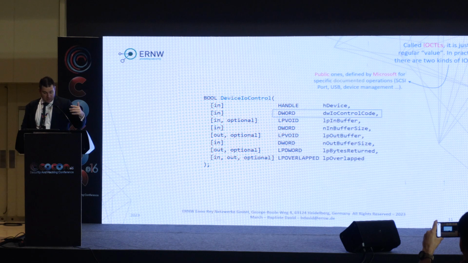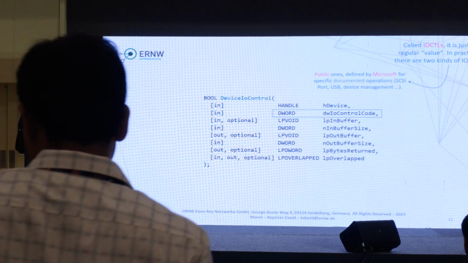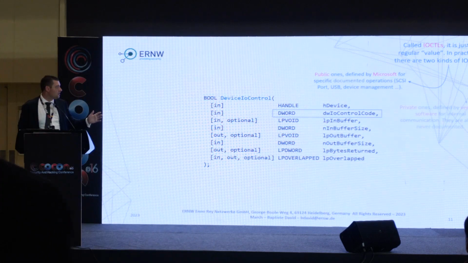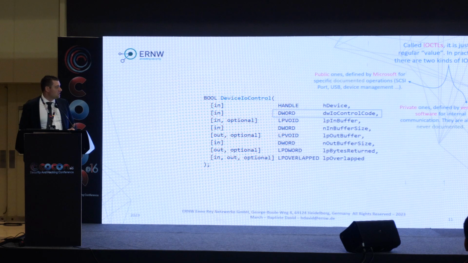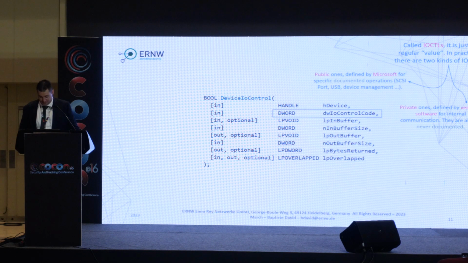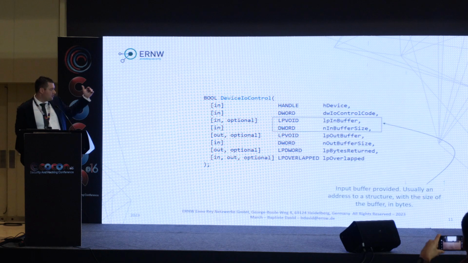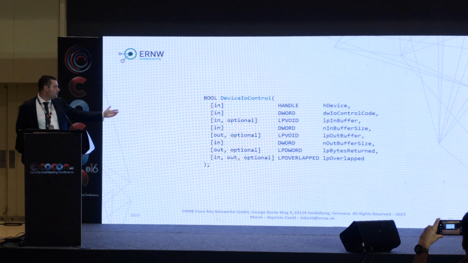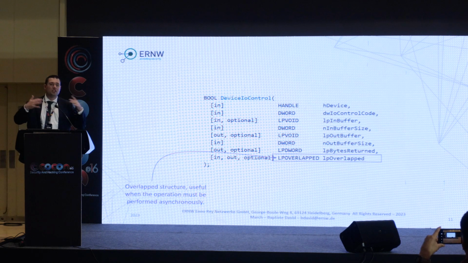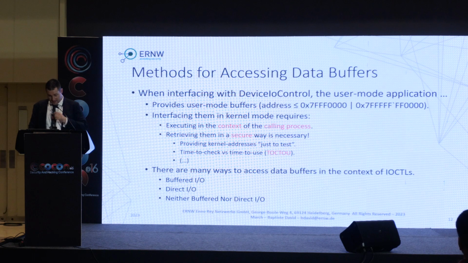There are some public IOCTLs defined by Microsoft for documented operations like SCSI, port, USB, device management, and so on, and some private operations defined by vendors' software. Most of the time they are not documented because it's literally something in between the hardware and the driver. Of course, we can provide input parameters to communicate with the device, and we can have output parameters to retrieve information from the device. The last parameter, just for the sake of completeness, is for synchronizing operations so that you can have asynchronous operation, but that's irrelevant for us today.